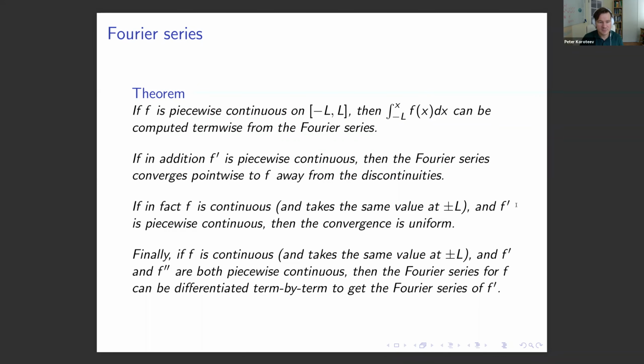And an even stronger statement: if f is continuous, so there are no gaps at plus minus L, and the derivative and the second derivative are both piecewise continuous, then the Fourier series for f can be differentiated term by term to get the Fourier series of the derivative, right? So in other words, take a series, take a derivative of every term, resum it, and the series will sum to the derivative.